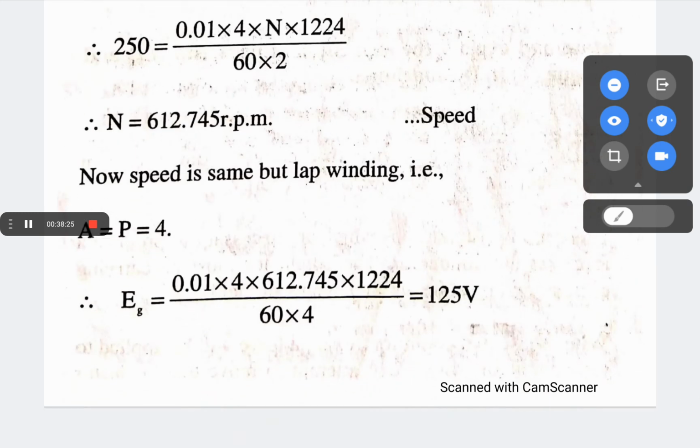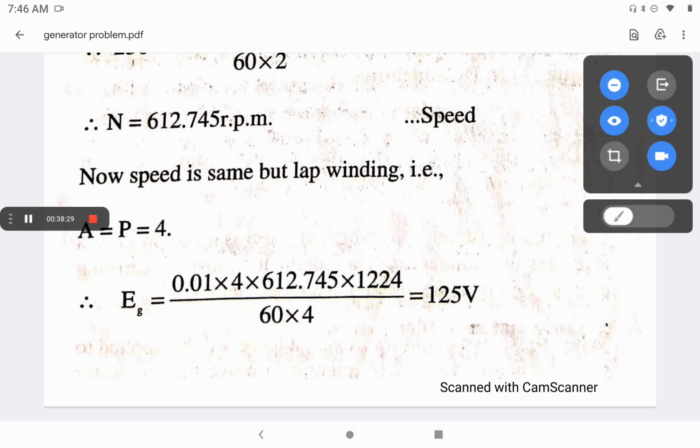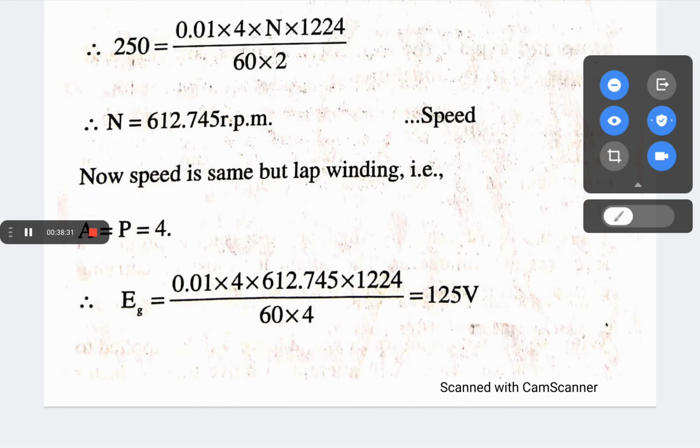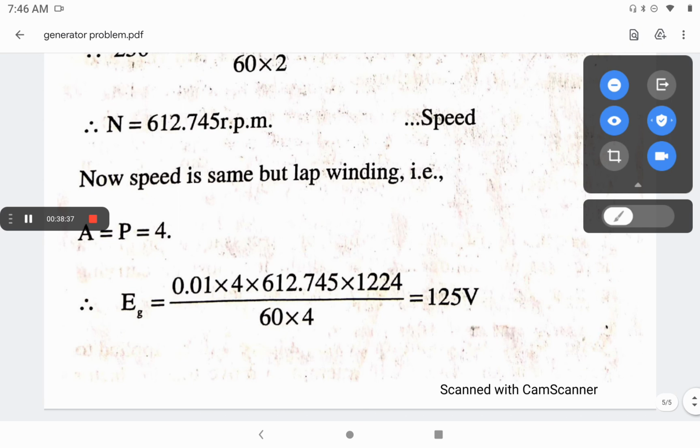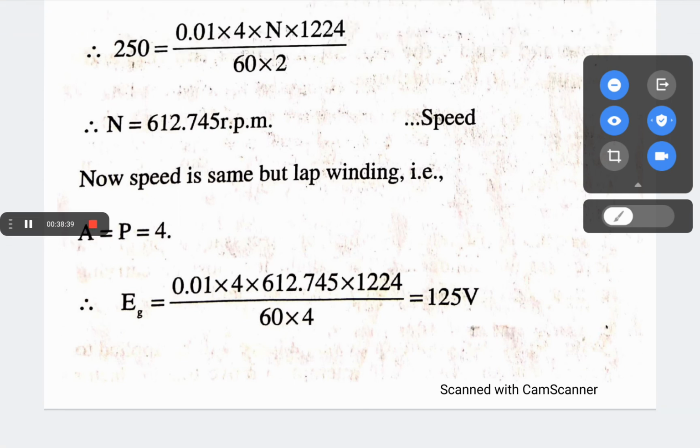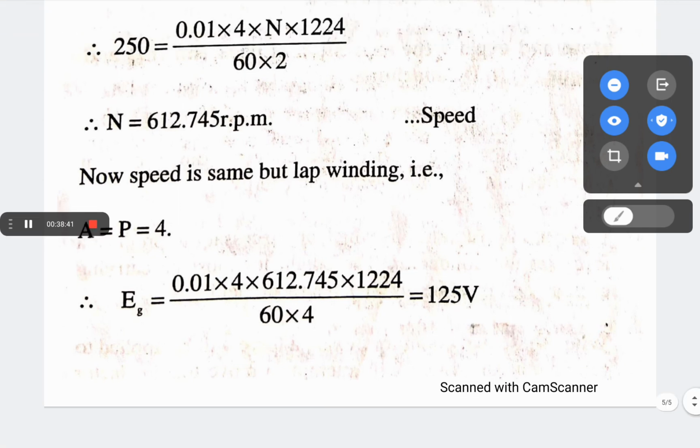Now speed is same for lap winding also, only one change: A is equal to 2 എന്നുള്ളത് മാറ്റിയിട്ട് A is equal to 4, number of poles P is equal to 4 എന്ന് എടുക്കുക. Then find out Eg by substituting all other values. So you will get 125 volt when it is connected as lap wound generator. Okay, thank you.